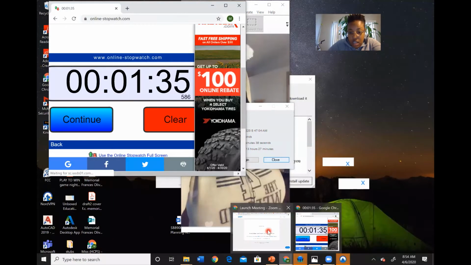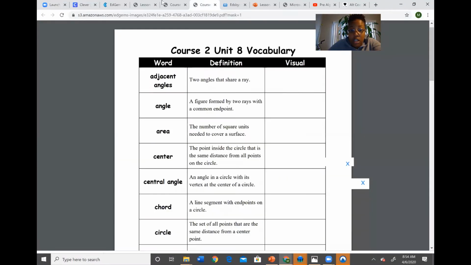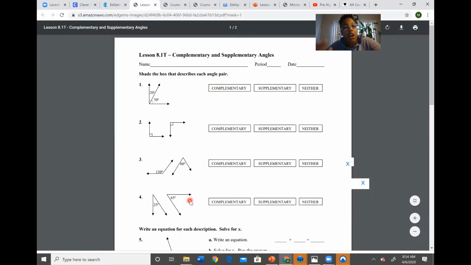And all these things popped up on my screen. Okay, maybe you're doing a tier practice. So in this first part, you've got 4 problems and you just have to say, are they complementary or supplementary?